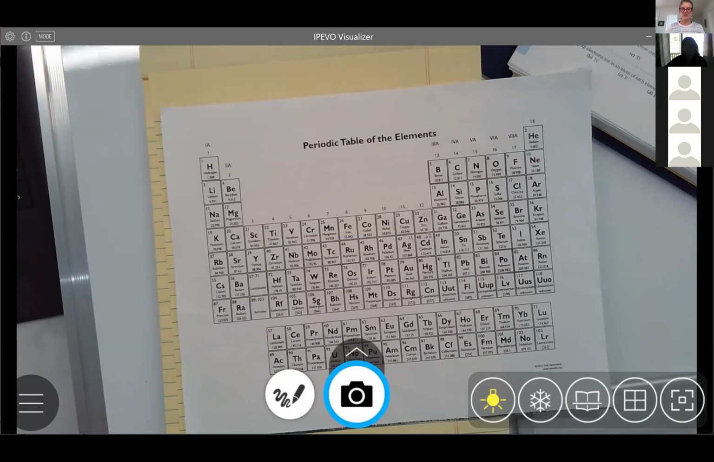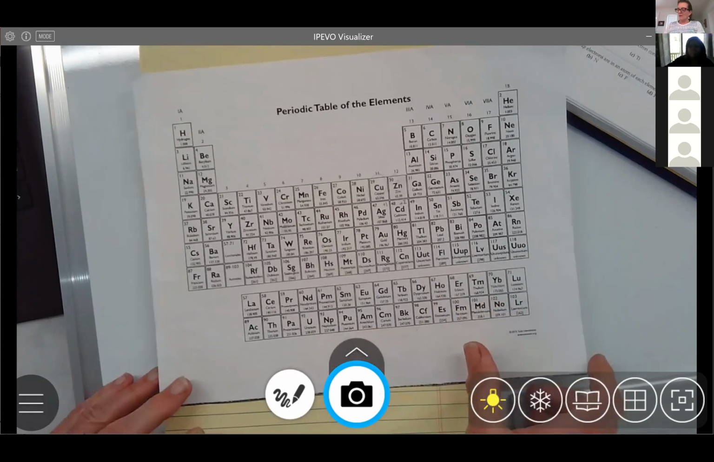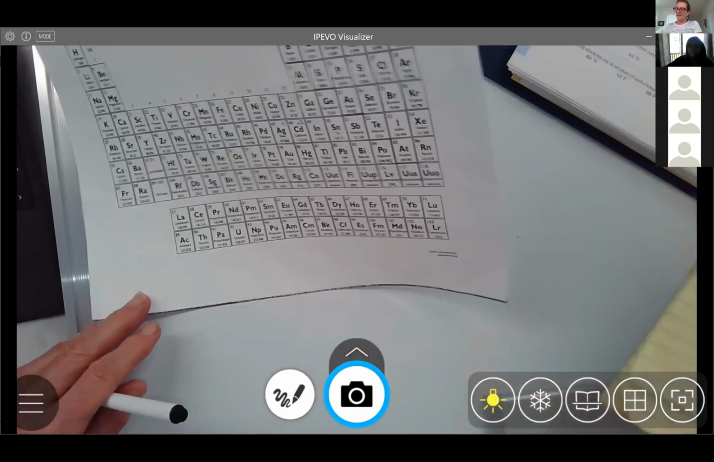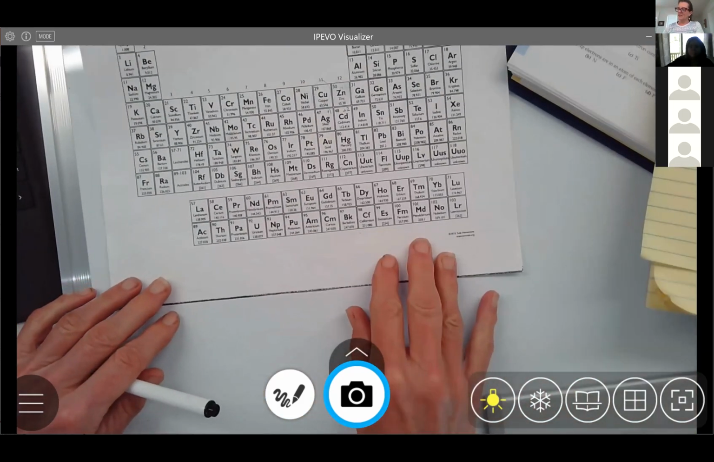Okay, and I have a question from the homework: why do group 1 elements tend to form +1 ions and group 7 elements tend to form -1 ions? So let's look at that. It has to do with the electron configurations.